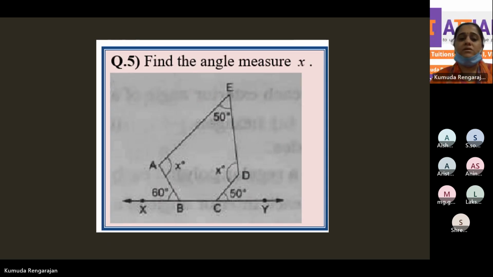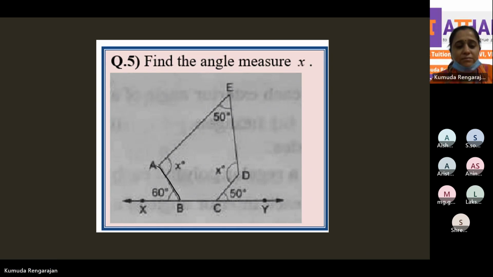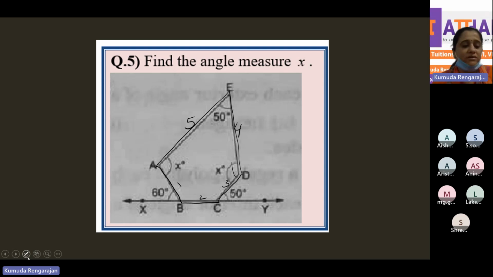Yeah. Name the polygon. Is it a quadrilateral? Ma'am, it's a pentagon. You can see the 5 sides here: AB, BC, CD, DE, EA. 1, 2, 3, 4, 5 sides. So it's a pentagon.